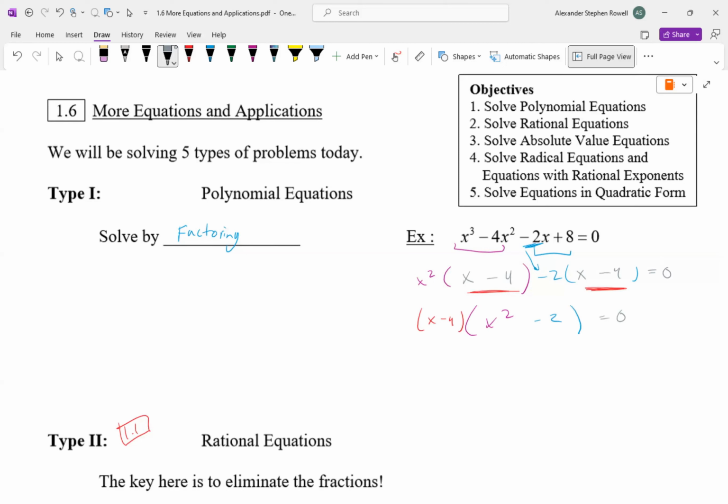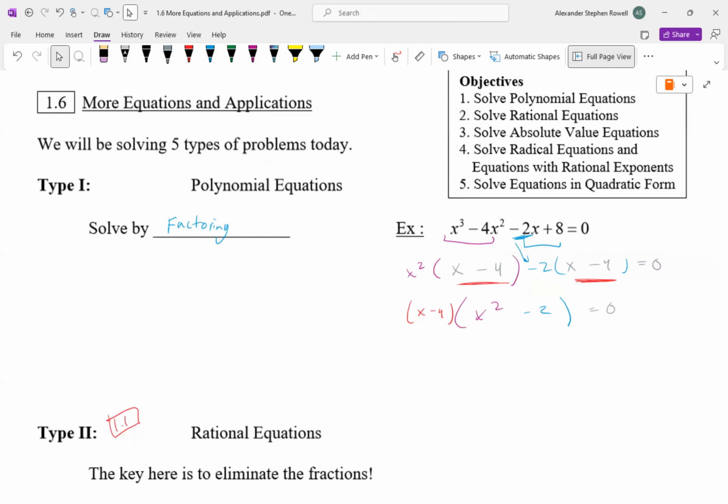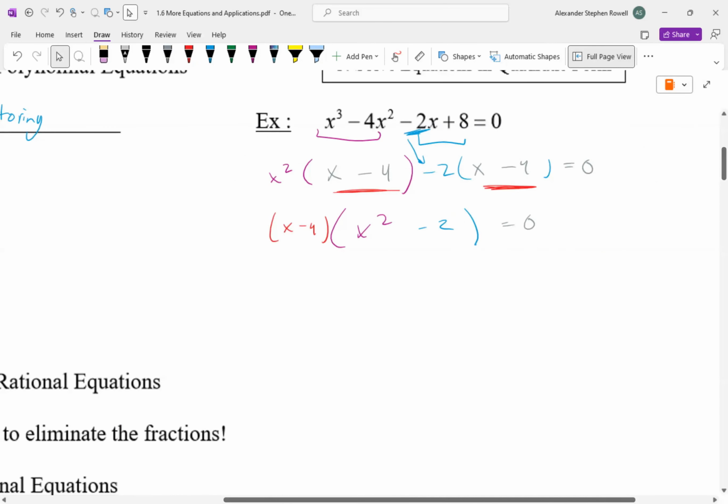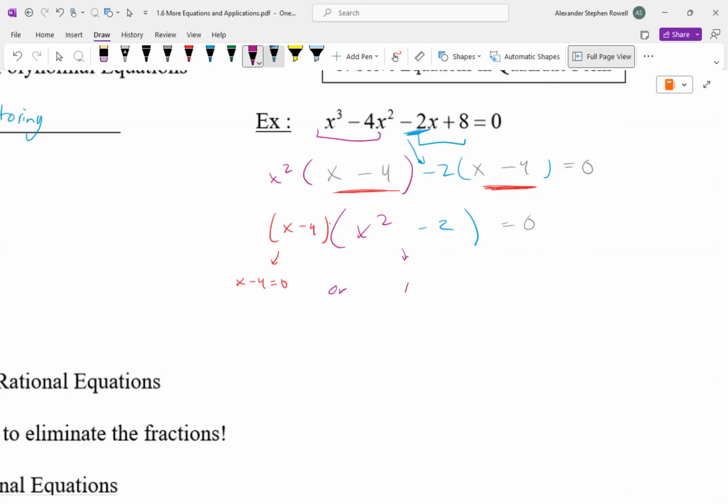Sometimes you can factor that further. Can you factor x squared minus 2 further? Not with integers. Now we can use the zero factor principle. That says that if two things multiply to make 0, one of them is 0 or the other is 0. So our first solution would be what? 4.